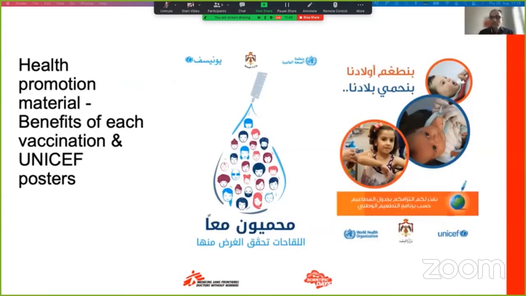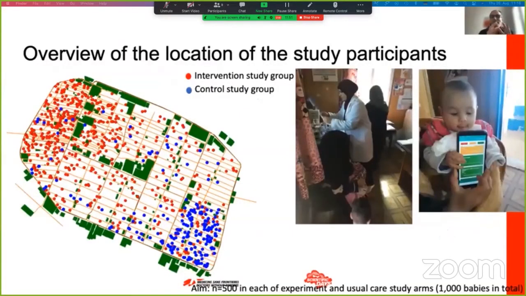This project was done in the first phase, where we tested the app and enrolled fewer than 1,000 children, 50% in each study arm, half of them in the intervention and half in the control study arms. Here you can see the distribution of the locations of the households in these bubbles. The red is the intervention and the blue is the control study group.